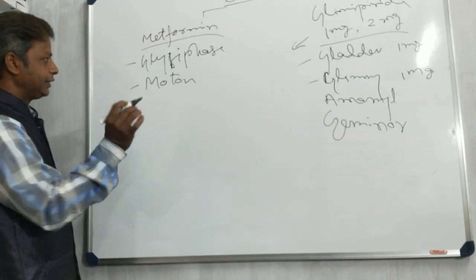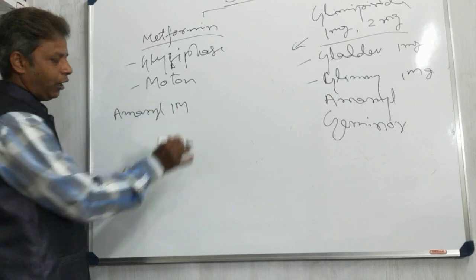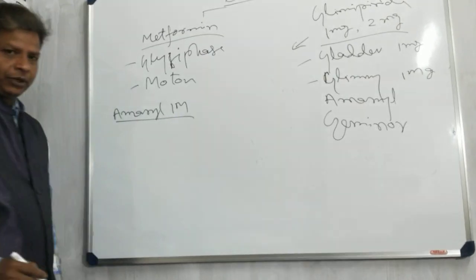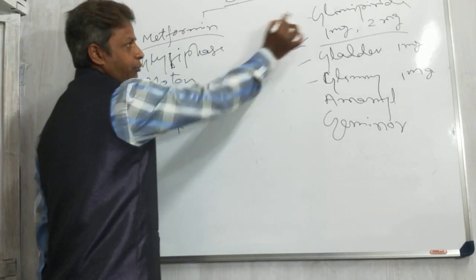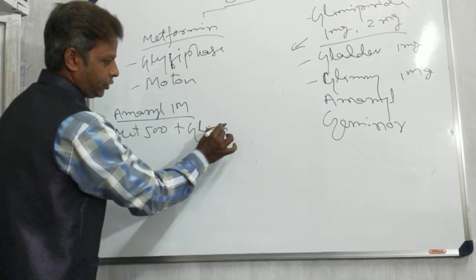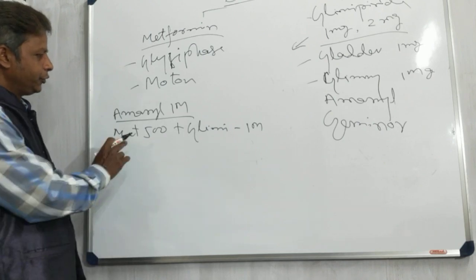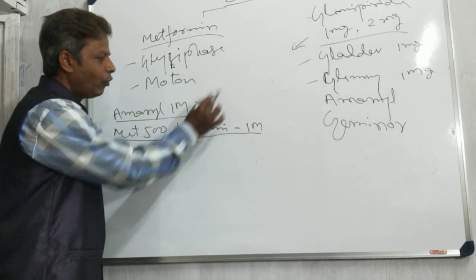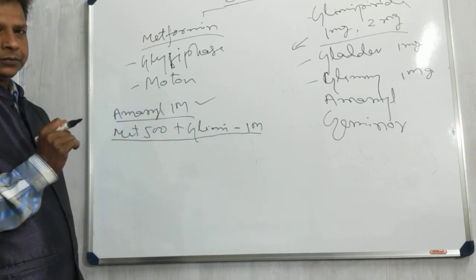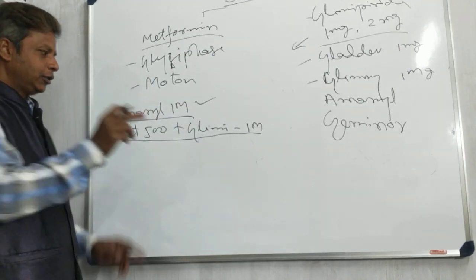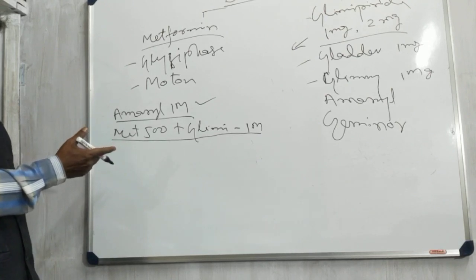Because of combinations of medicines like Amaryl M1. These medicines are prepared from metformin 500 plus glimepiride 1 mg. This medicine is brought to market as Amaryl M1. So you don't need to take two medicines separately. Take one medicine, and you are taking two medicines. Take it on an empty stomach in the first morning, and you will feel better.